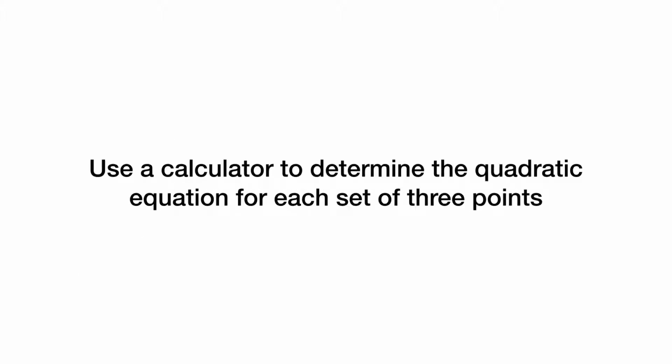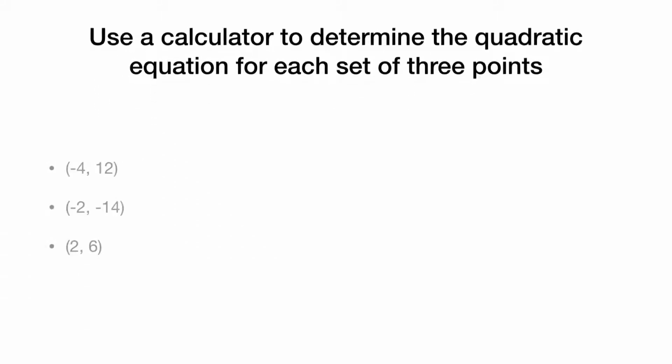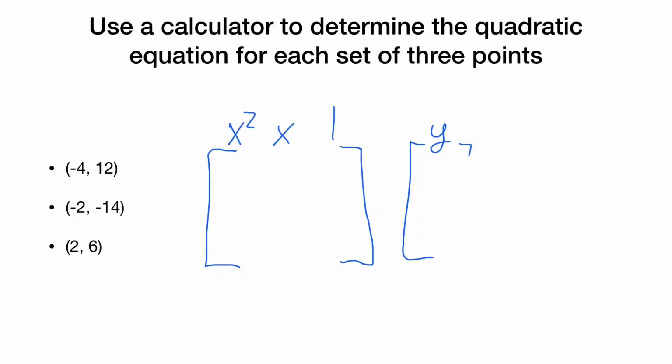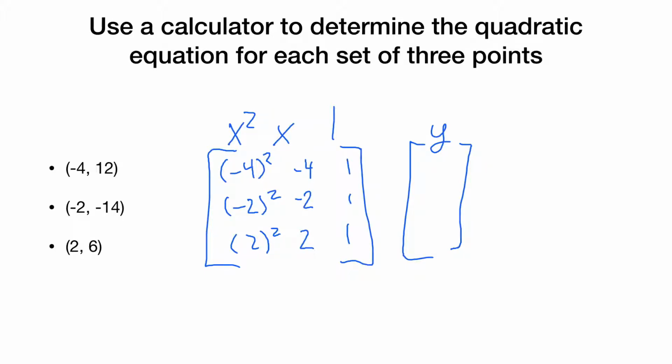Now let's try this where we're not writing as much stuff. So here's our first equation. What we're going to do here is write just our matrix. So remember, it goes x squared, x. Then our last row is always 1. Our other matrix is just our y, so let's put this in: negative 4 squared, negative 2 squared, 2 squared, negative 4, negative 2, 2, and then finally 1, 1, 1.